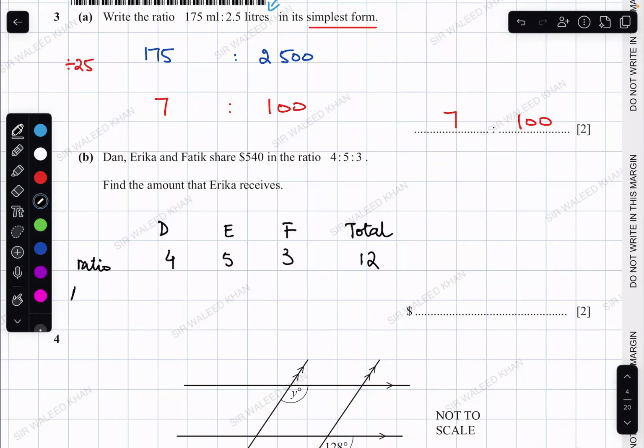So if I talk about amounts, we don't know about Dan, we don't know about Erica, we don't know about Fateh, but we know about the total amount being shared. That is 540. So whenever you have one piece of information, you can work around it to figure out the other missing, right? So over here, I can make proportions out of it. 12 parts or 12 ratio are representing $540.